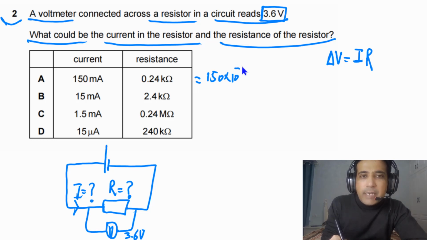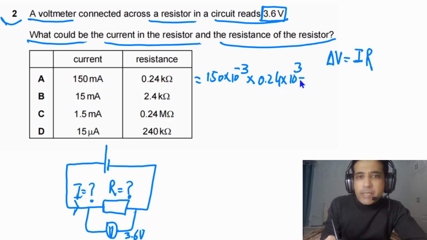You have to be careful with units. Here we have 0.24 times 10 to 3, so this we can simply cancel. If you solve this one, you will get 36 volts. So this is not a possible answer. We can go to the next one.